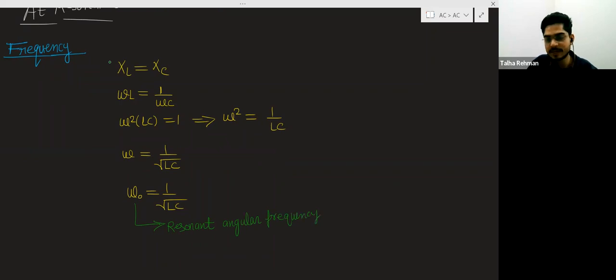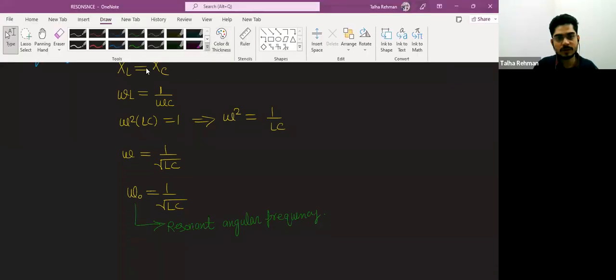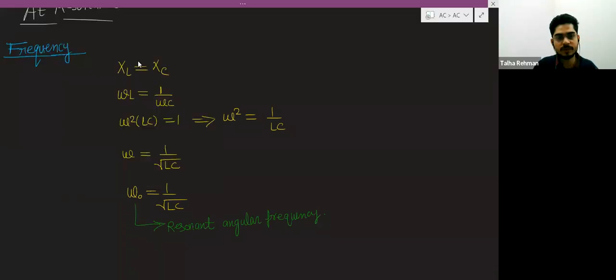This green color is visible, okay? So this first formula you have to remember. They can ask you in the examination what is the resonant angular frequency.